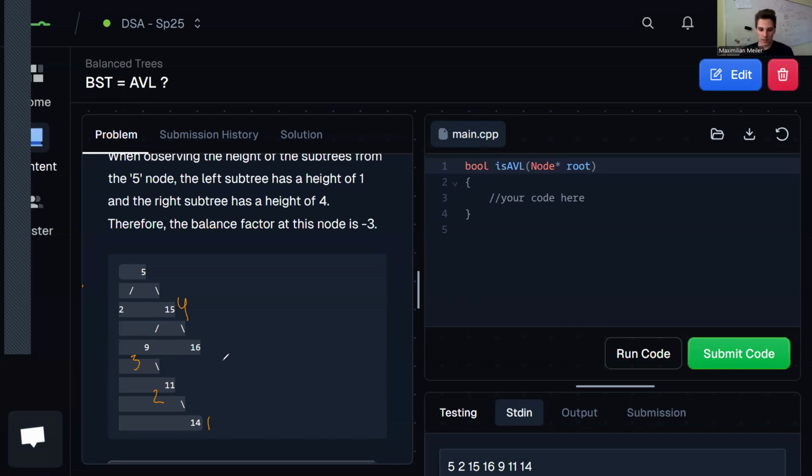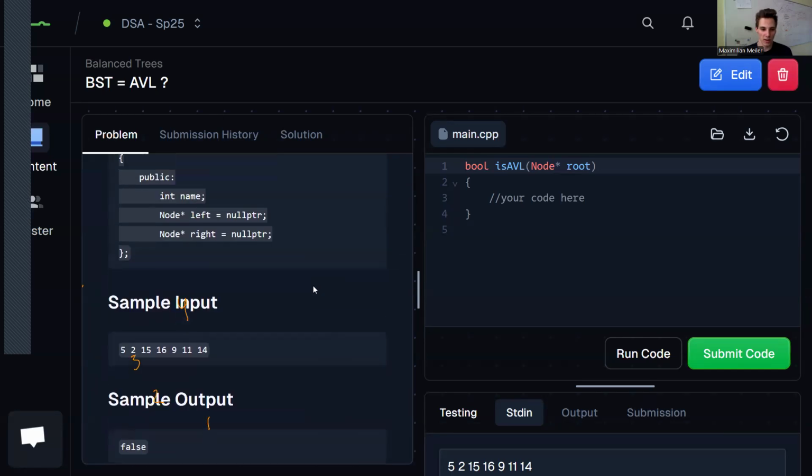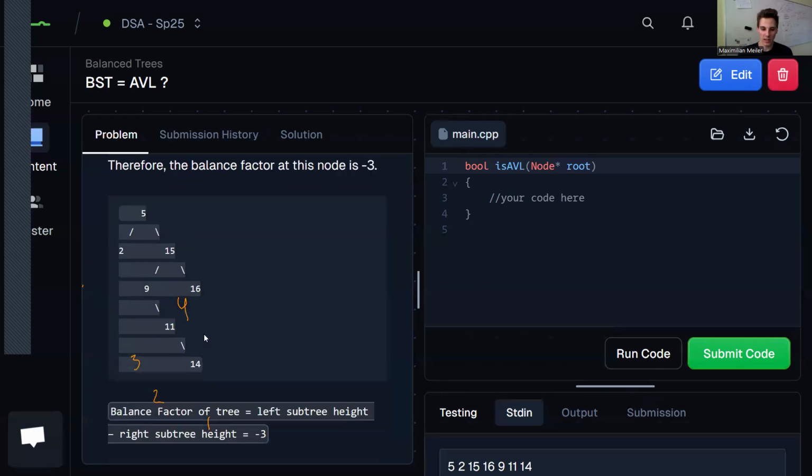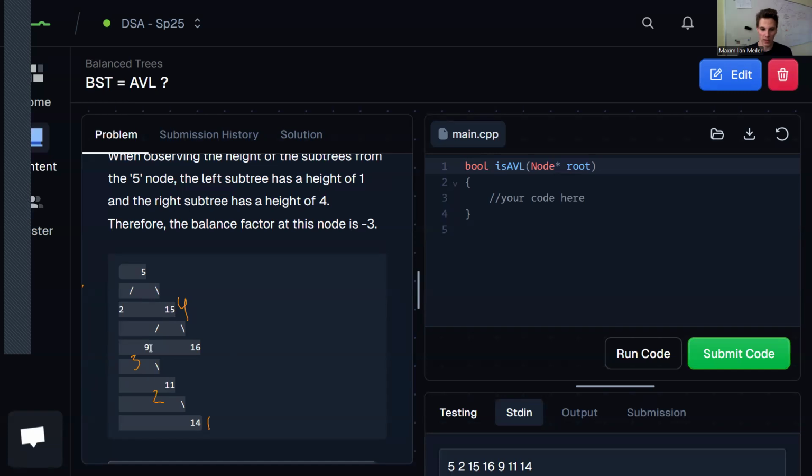There are many ways to store the height. For the project, we actually recommend that you store the height inside of your nodes so that you can access it extremely quickly, right? You can just have it stored, say, in this 9 and this 16. So if you're at the 15, you can say, all right, get the height of 9, get the height of 16, calculate the balance factor. Pretty easy that way. Here, that isn't the case.